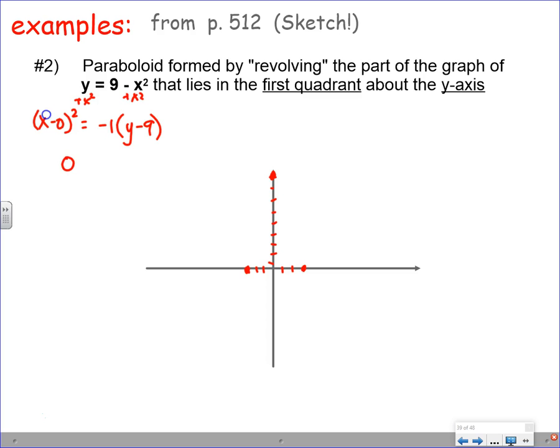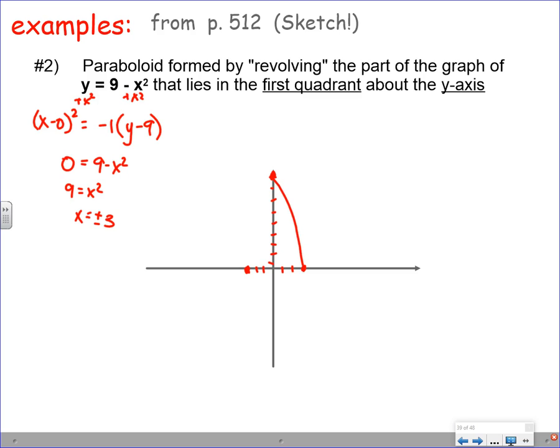Couldn't I find the zeros? Yes. So the x-intercept is going to be when y equals 0. So I would have ended up with 9 is equal to x squared. X is equal to plus or minus 3. Wait a minute. It says to only use the part that's in the first quadrant. Well, who's in the first quadrant?